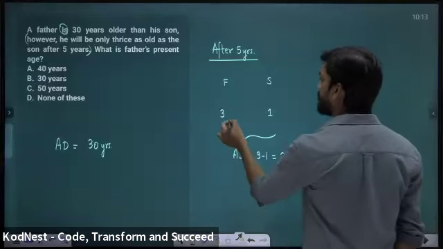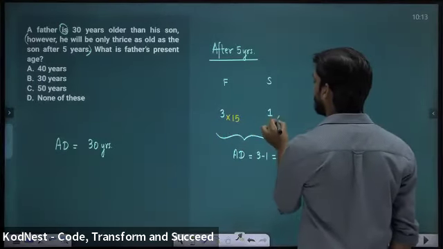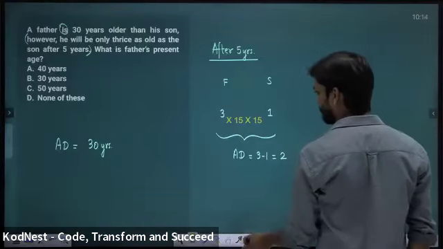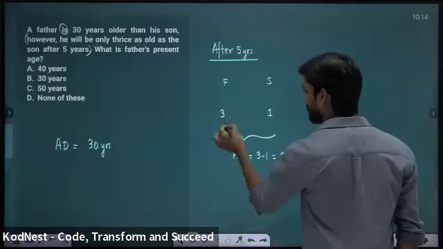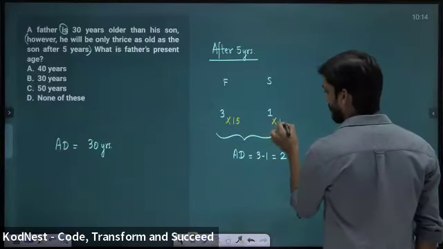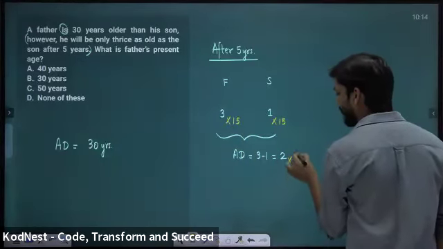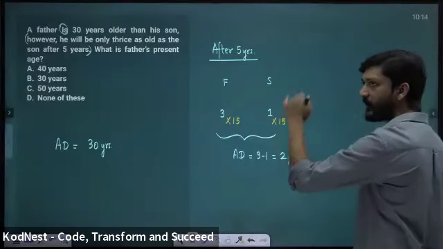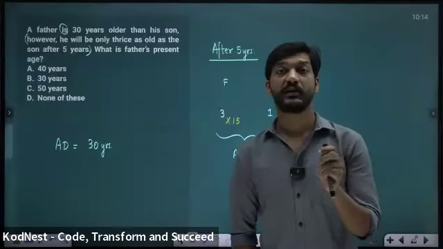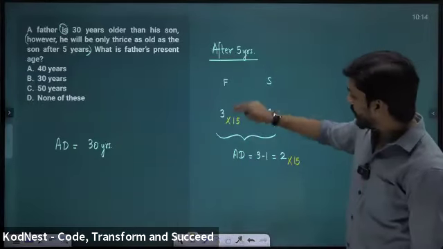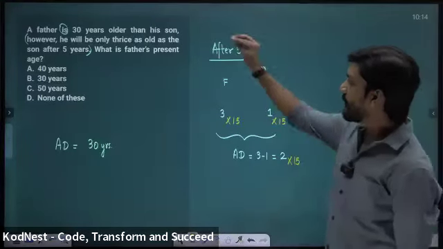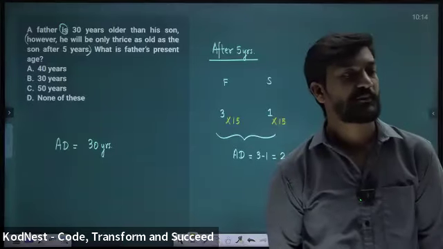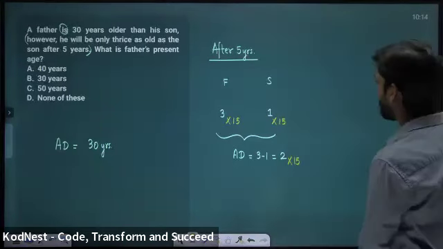Once you multiply with 15, the age difference will become 30. 45 minus 15 will give you 30. So these are the confirmed values now: father 45, son 15. So will you say the father's present age is 45? No. Then how much?